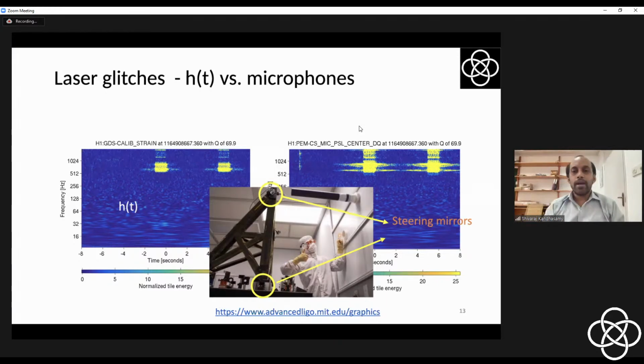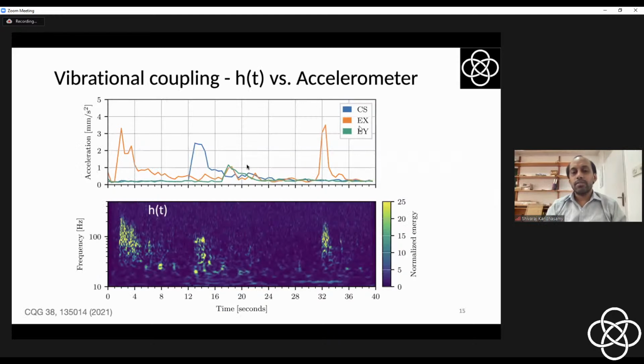Here we are looking at an accelerometer in the different parts of the interferometer. The corner station is where the beam splitter and lasers are, and EX, EY are the end stations where the two end mirrors are. We are looking at the accelerometers in these three locations, and at the same time we look at the HFT, the strain channel, and we see some excess in the strain channel at the same time where we see an excess in the accelerometer. In these cases, we identify that the excess in the strain channel happened due to some environmental effect that affected both the accelerometer and the strain channel.